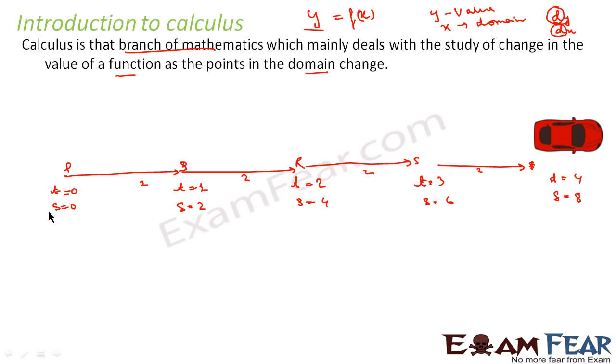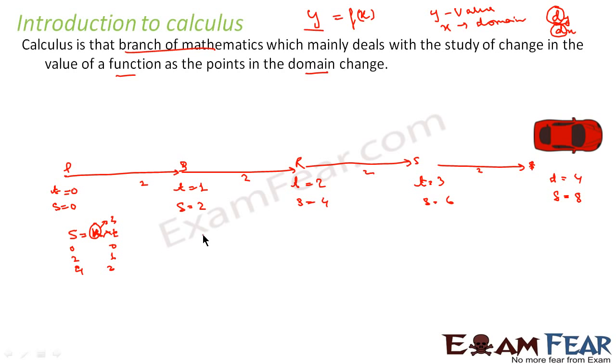So we have this relation where time is 0, 1, 2, 3, 4 and distance is 0, 2, 4, 6, 8. So if you observe this graph, we can write S is equal to K into T, some constant into T. Just by observation we have seen that. S is equal to 0 when T is equal to 0, S is equal to 2 when T is equal to 1, S is equal to 4 when T is equal to 2. This relation we have. And if we observe, K is equal to 2.